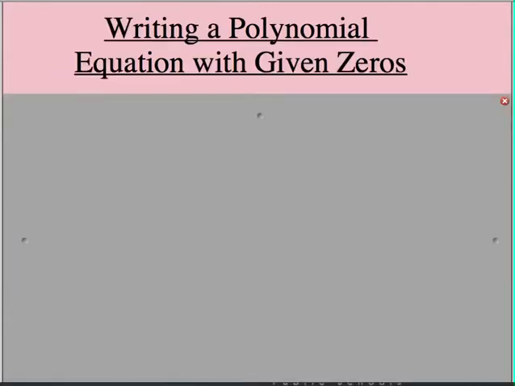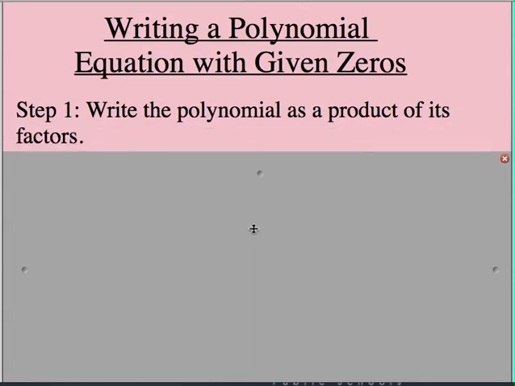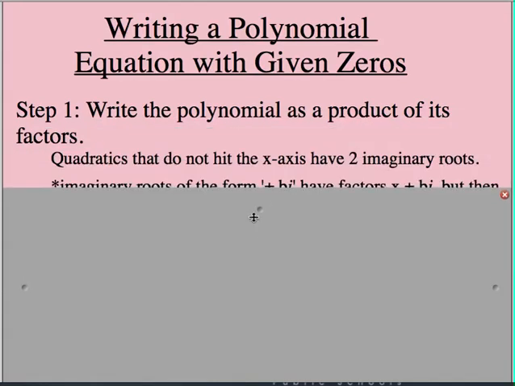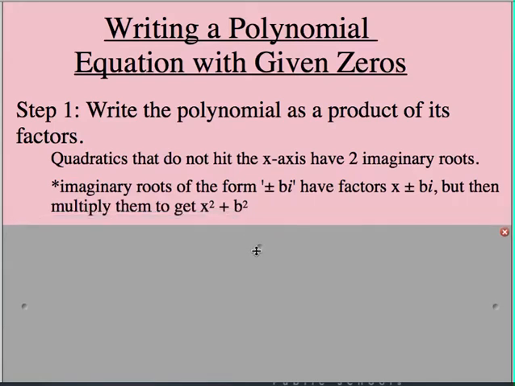Writing a polynomial equation with given zeros. Zeros are also roots or x-intercepts. So the very first thing that you want to do is to write the polynomial as a product of its factors. Quadratics that do not hit the x-axis have two imaginary roots. These take on a little bit of a different form.